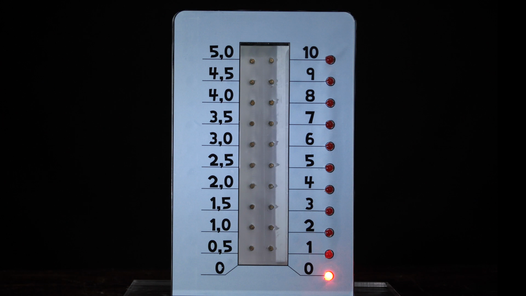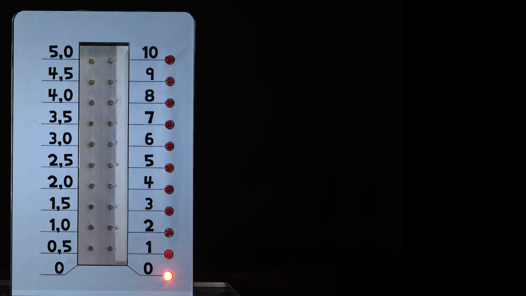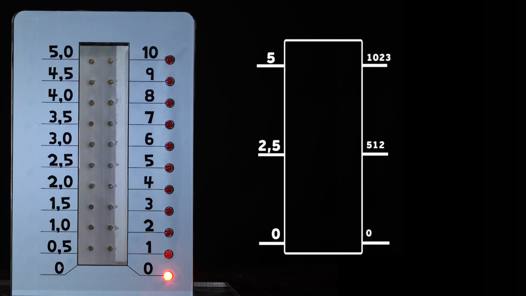Look at the model. There is no water and that is a signal too. ADC treats it as 0 state, so the LED is on. This model has 11 stages, while Arduino has 1024, and the voltage from 0 to 5 volts is divided in those 1024 stages.